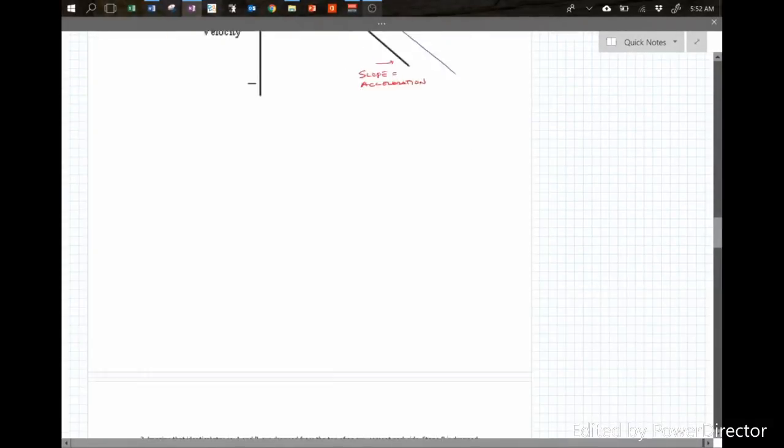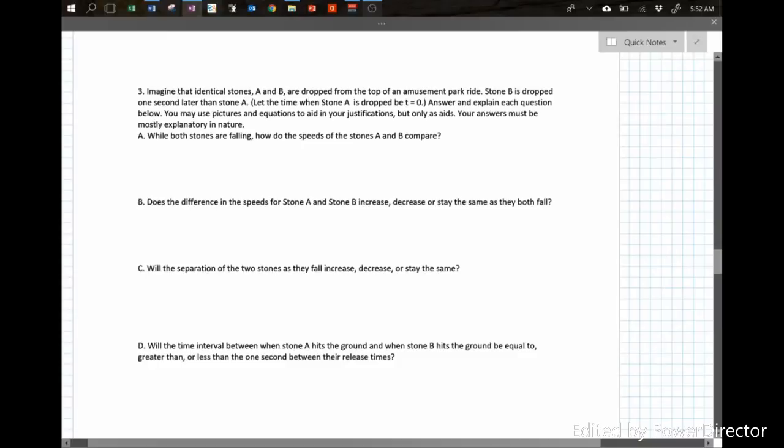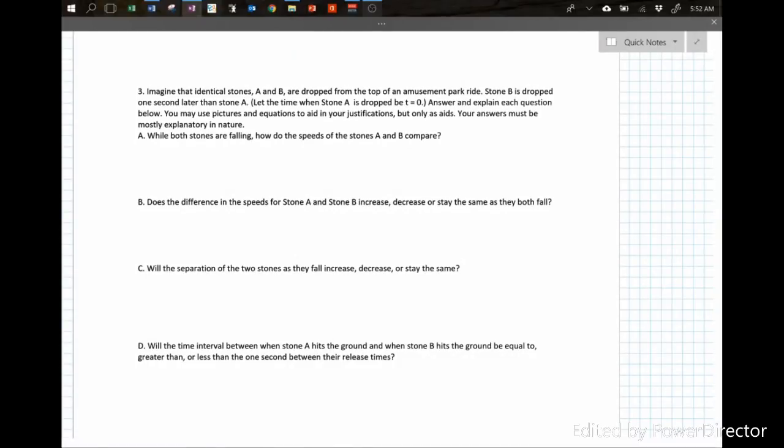All right. Now let's move on to the... Oh, we have more. I like this one. So here we've got 2 stones dropped from the same height at an amusement park ride, and one is dropped later than the other one. We want to know, while both stones are falling, how do the speeds of A and B compare? So now would be a good time to pause and try to think about all the things that are happening as these 2 stones are falling when they're off by 1 second.